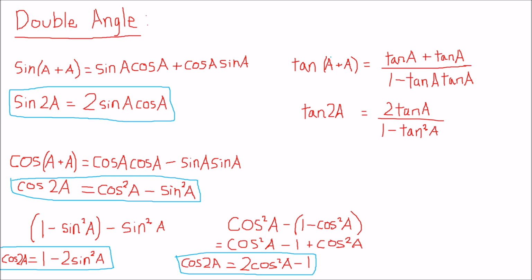You have tan of A plus A is equal to tan A. Remember, the sign is the same on the top and different on the bottom. So tan A plus A is tan A plus tan A, which is 2 tan A, over 1 minus tan A times tan A, which is tan squared A. So your third one for tan is 2 tan A over 1 minus tan squared A. Sorry, not third type of identity, because you've got quite a few for cos.